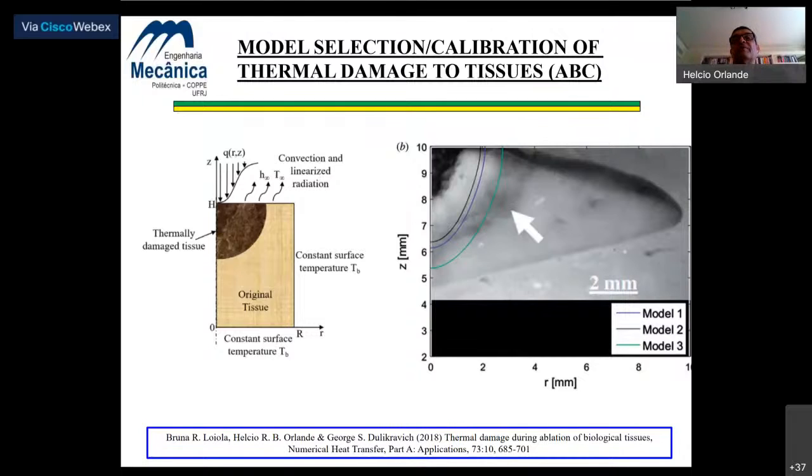Unfortunately, we could not get a good agreement of the thermal damage models. Actually, we examined 3 different models in this case, with the regions of coagulation and necrosis for the same experiment. Model 1 and model 2 were the Arrhenius thermal damage model with different parameters, and model 3 was the 2-state model of Feng et al.